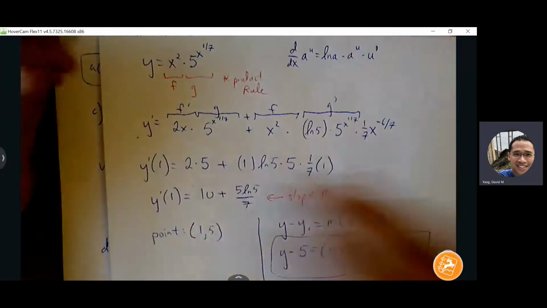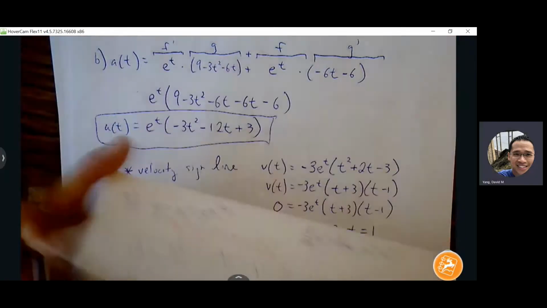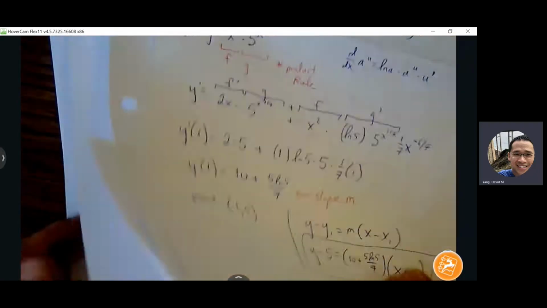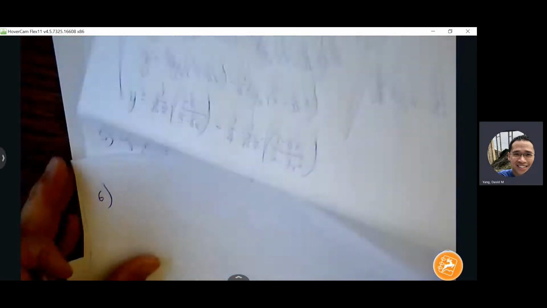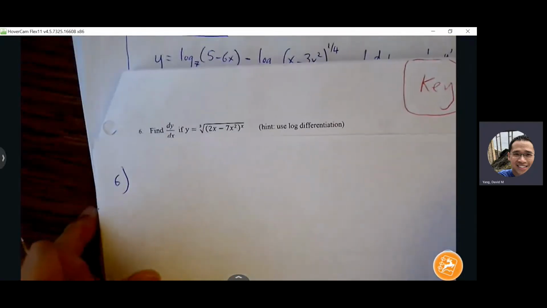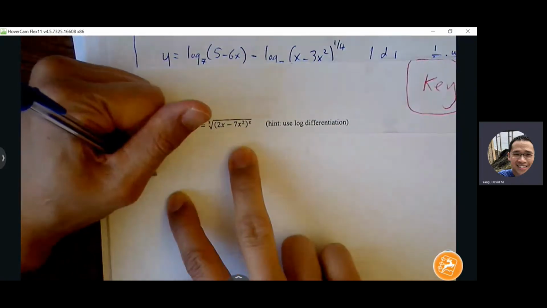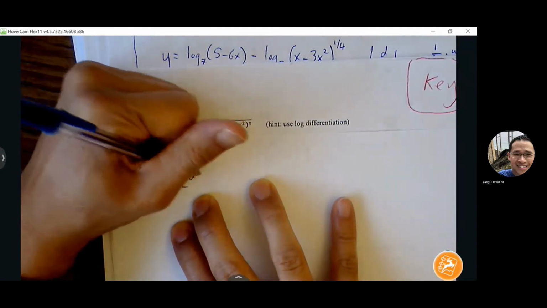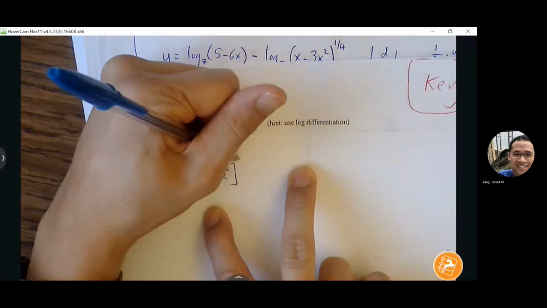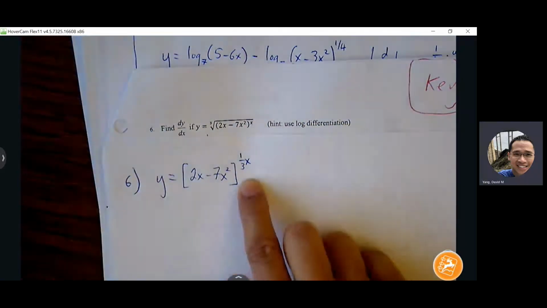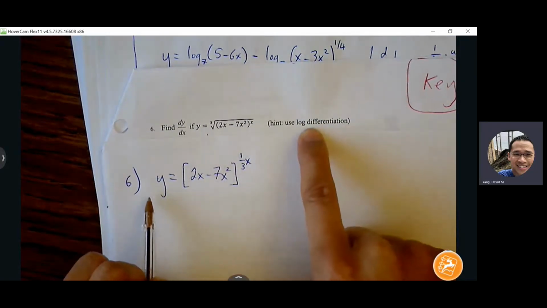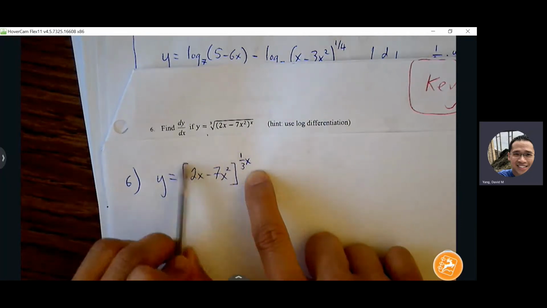Number 6. This is basically a variable raised to a variable. The hint is to use log differentiation. Let's rewrite this first, raised to the x over 3, or 1/3 x. So variable raised to a variable. We don't have a rule for this. We have to find a way to bring that down. So if we introduce natural log into the problem, then the power property can allow that 1/3 x to come down.